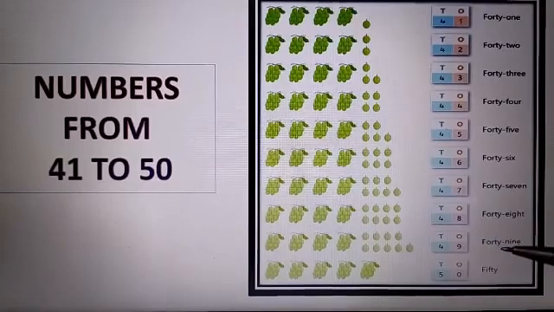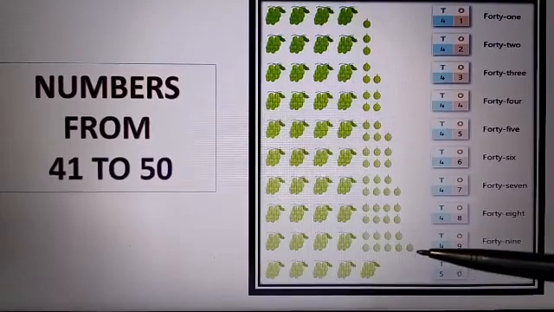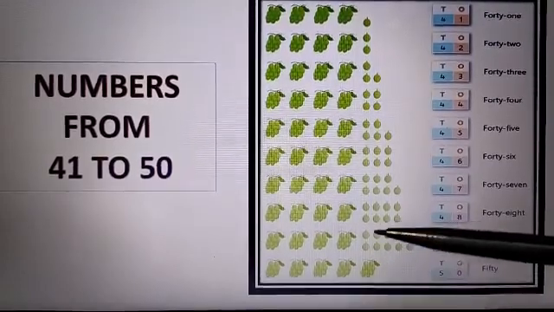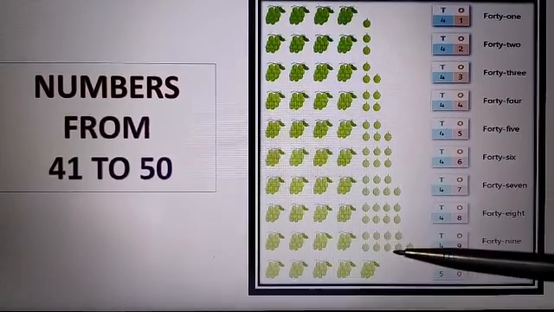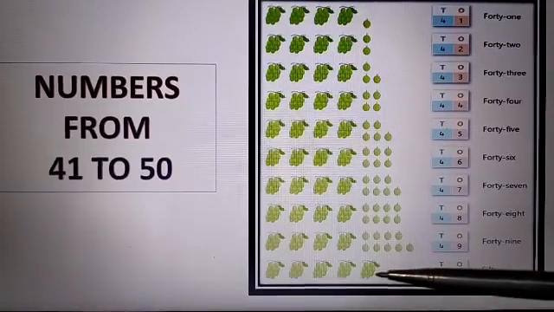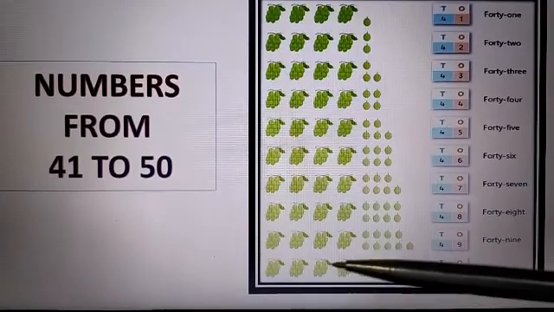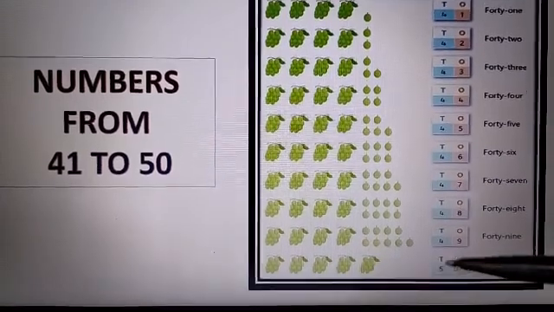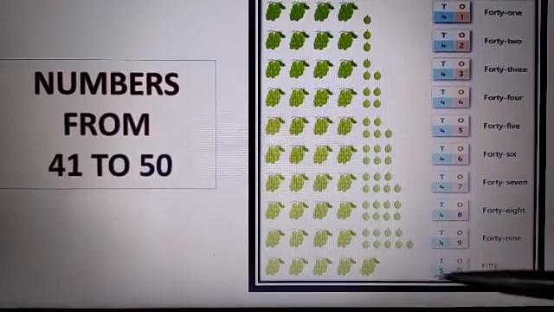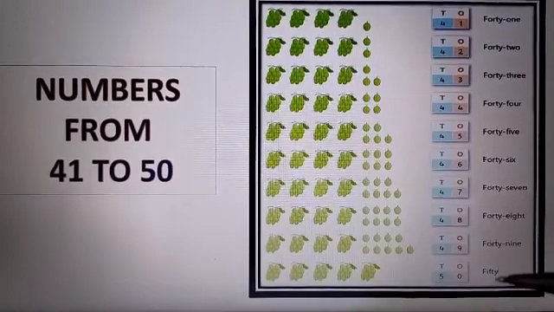FORTY 40. NINE 9. Now, if I add one more grape to this, it will make a bunch of 10 grapes. That is 10 grapes make a bunch. Okay. So it has become 1, 2, 3, 4, 5. So 5 tens and no ones. That is 0 ones. So this makes 50. FIFTY 50.